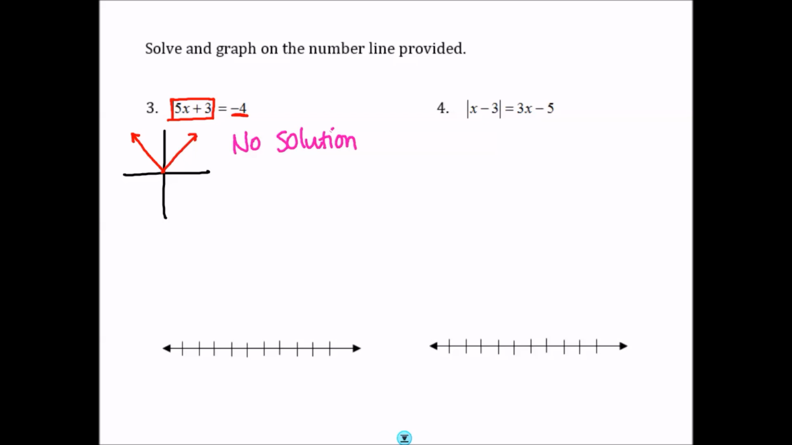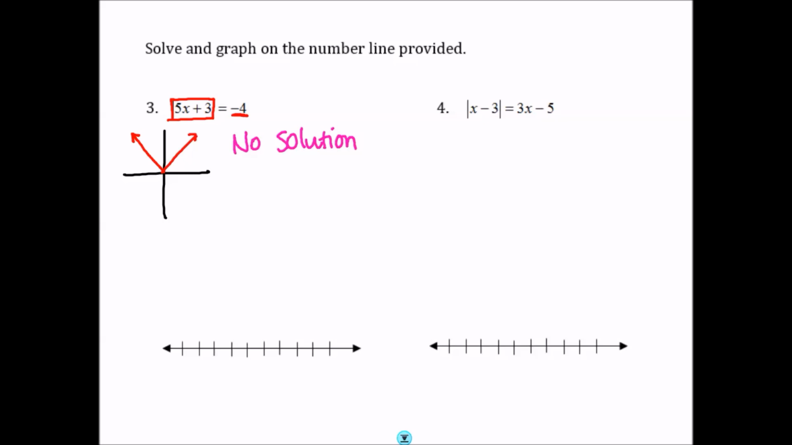If you follow the steps and do all the work and go back and check your answers, you will find out that neither answer works. So you can do all that extra work, or you can just know that absolute value can never equal a negative number. So since there's no solution, there's nothing for us to graph on the number line. Let's move on to the last example.